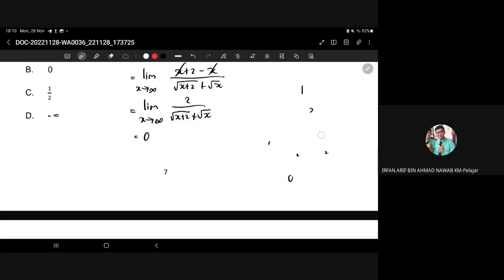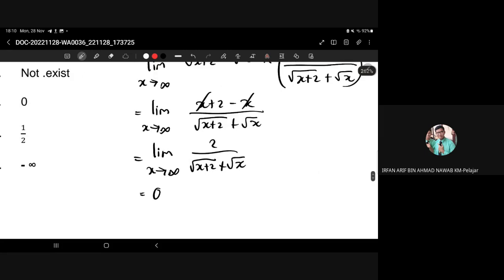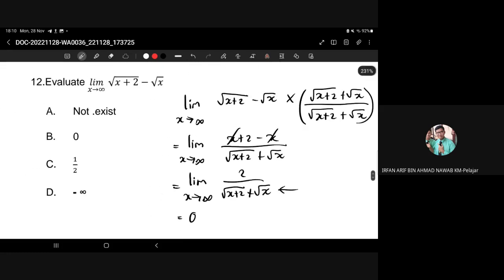But honestly, for this question, you don't need to write that down. We know that our denominator here will always be approaching positive infinity no matter what. And then eventually it becomes 0. Okay, you don't need to do anything, I think. So that is why the answer is B.